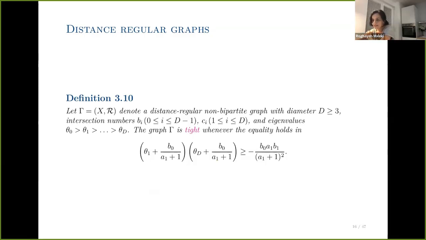And I believe that this is my last definition here. So let gamma denote a distance regular graph, non-bipartite, with diameter d greater than or equal to 3, intersection numbers bi, ci, and the eigenvalues theta r. So the graph is called tight whenever we have equality in here.